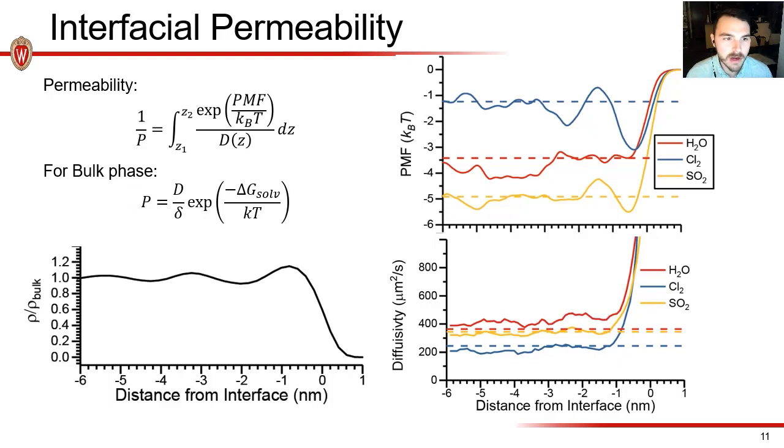And then we can also define the bulk phase permeability, which is simply defined as if we treat the PMF and the diffusion coefficient as constant and perform this integral and rearrange. So these fluctuations in this PMF are very strongly correlated to these density fluctuations which occur within the system. This is why we hypothesize that there would be some potential barriers in the system to permeability.